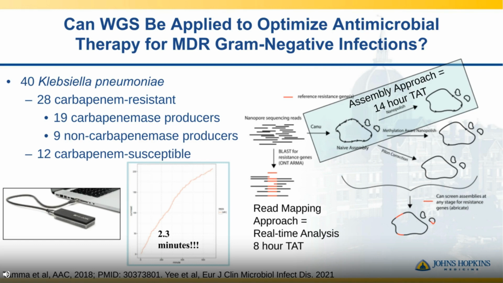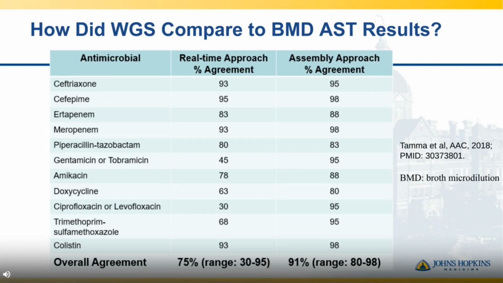We also took an assembly-based approach where we tried to assemble the genome using consensus to try to correct for some of those errors that we know are more error-prone with Nanopore, but also applied some bioinformatic tools like nanopolish and additional tools to try to correct those errors to get a better prediction, especially for those single nucleotide polymorphisms. However, with that initial bioinformatics in the background, it added 14 hours to our turnaround time. However, overall, we did show that these approaches did pretty well compared to our reference broth microdilution AST results.